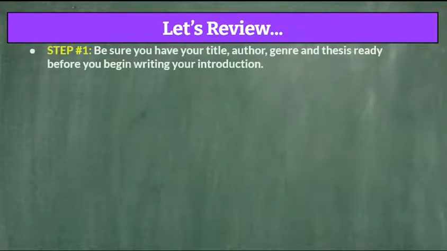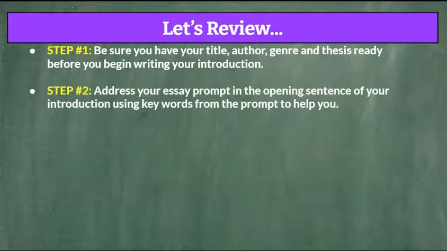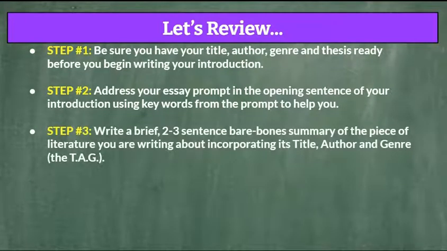Let's review the steps. Step number 1. Be sure you have your title, author, genre, and thesis ready before you begin writing your introduction. Step number 2. Address your essay prompt in the opening sentence of your introduction using keywords from the prompt to help you. Step number 3. Write a brief 2 to 3 sentence bare bones summary of the piece of literature you are writing about, incorporating its title, author, and genre, the T.A.G.